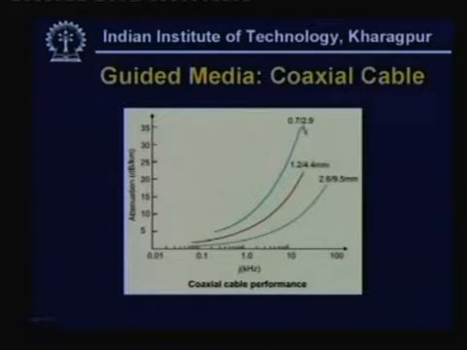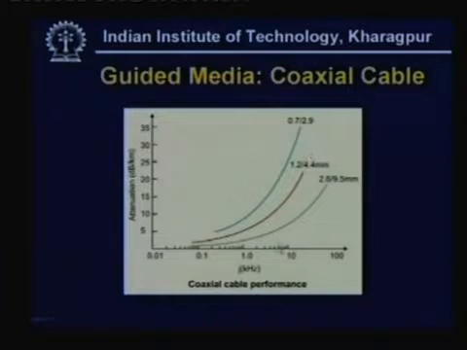Here you have three different types of cables, with the two numbers representing the diameter of the inner conductor and the diameter of the outer conductor. In the first, the inner conductor diameter is 0.07 millimeter and the outer conductor diameter is 2.9 millimeter. In the next it is 1.2 millimeter inner and 4.4 millimeter outer, and the other one is 2.6 millimeter inner and 9.5 millimeter outer, and obviously this will have lesser attenuation than the other two.